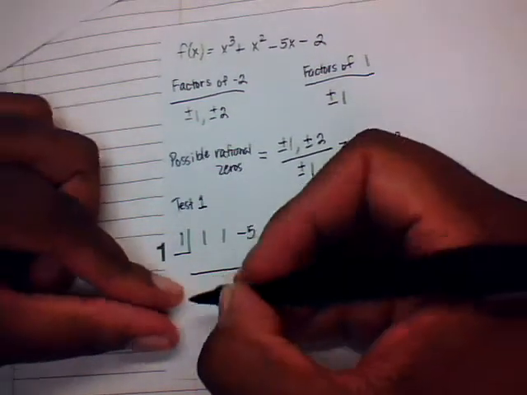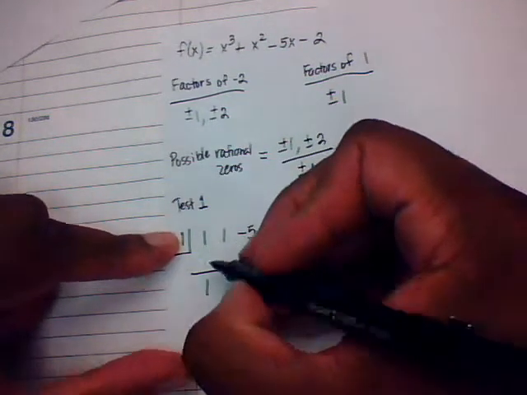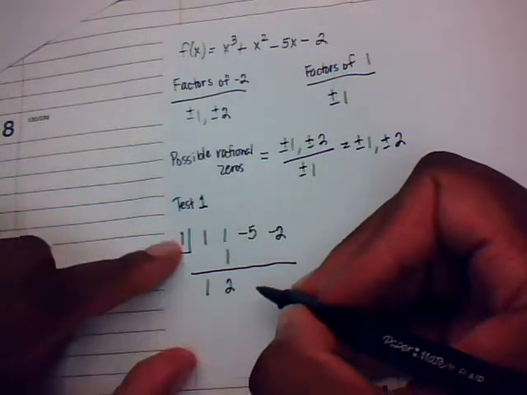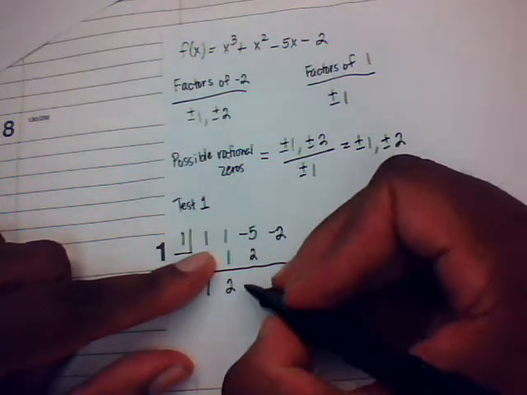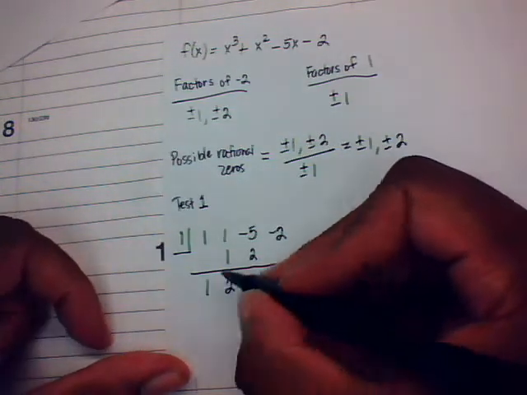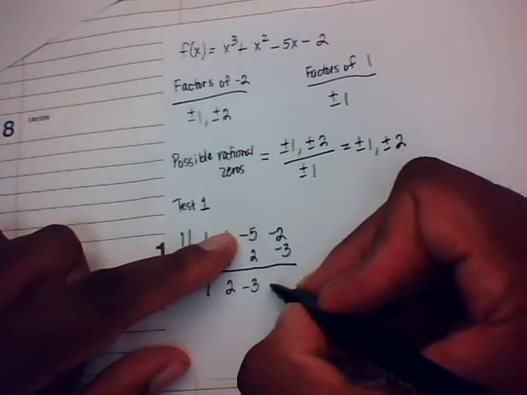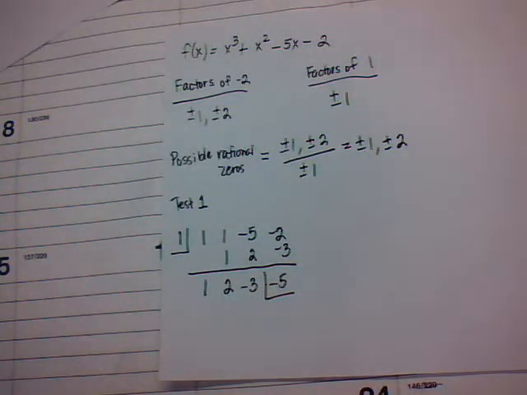Now if I bring down the 1 in the bottom row, multiply 1 times 1, that's going to give us 1. 1 plus 1 will give us 2. Then 2 times 1 will give us 2. -5 plus 2 will give us -3. Then -3 times 1 will be -3. -2 plus 3 is -5. Unfortunately, I did not get a remainder of 0 here. So we know that +1 would not be a 0 of this particular function.